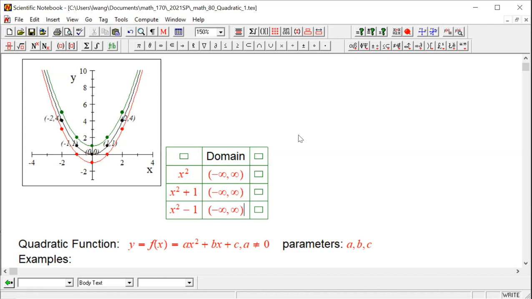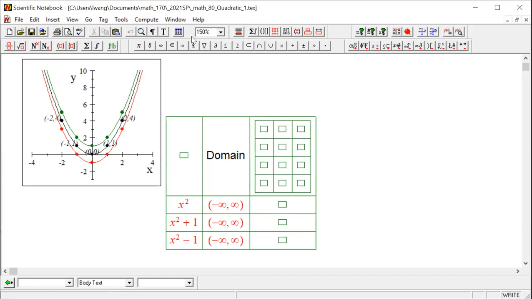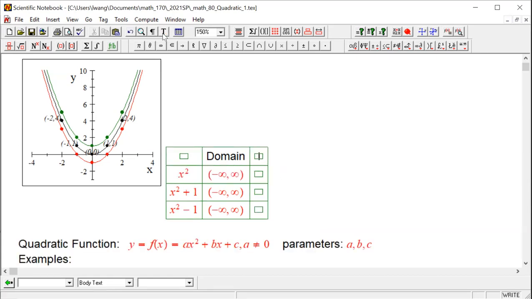Range, however, are different. Here. There we go. Okay. The range for all three functions, however, the range for x squared, of course, is x squared greater than or equal to 0. For x squared plus 1, it's going to be x squared plus 1 on both sides. So that's going to be x squared plus 1 greater than or equal to 1 if you work with the inequality.